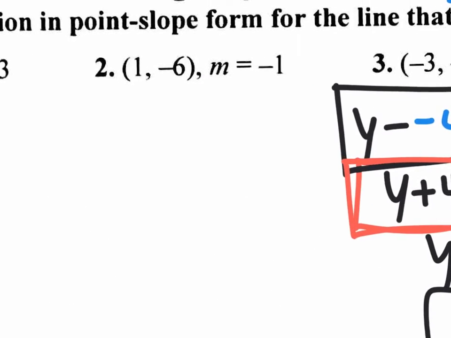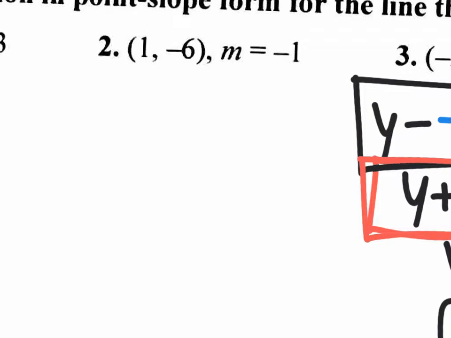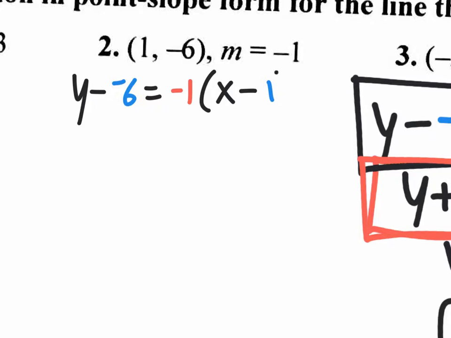Let's do number 2 right next to it. Nice and simple. So point slope form, y minus y1. What's y1? Negative 6 equals m. What's m? Negative 1. And then open parentheses, x minus x1, which is 1, close parentheses.